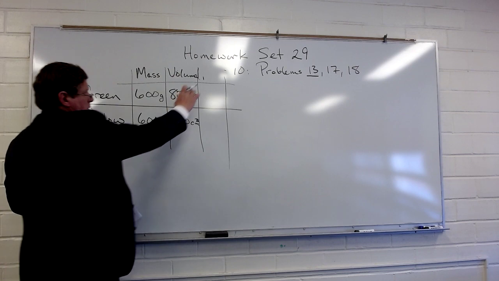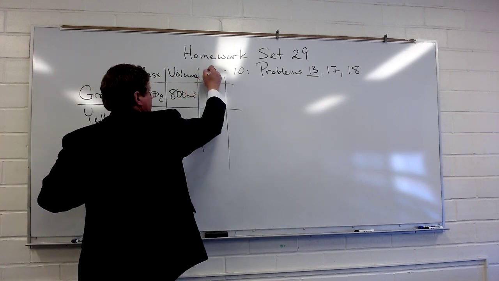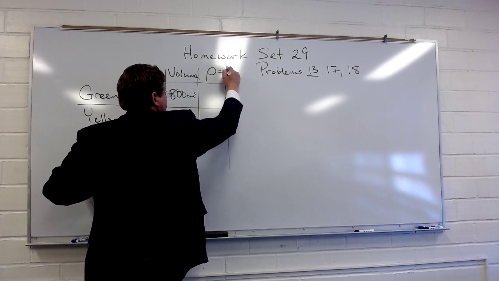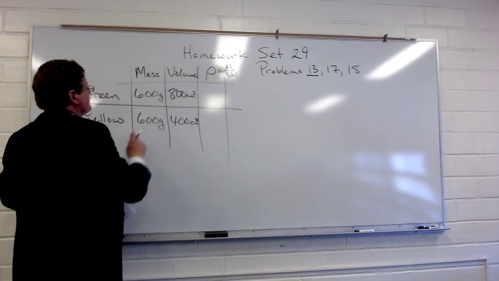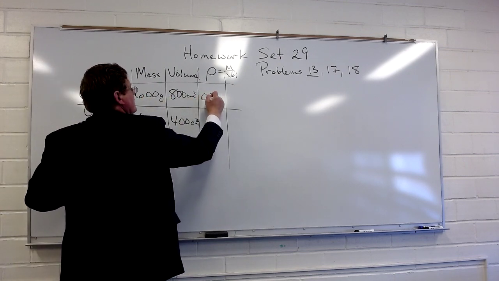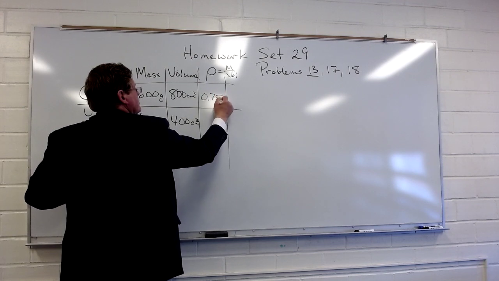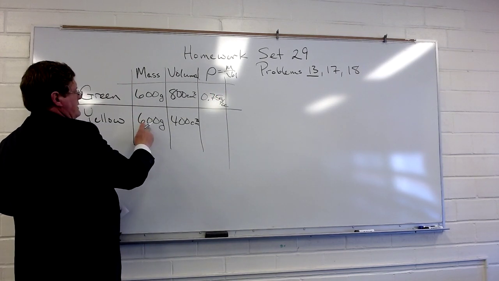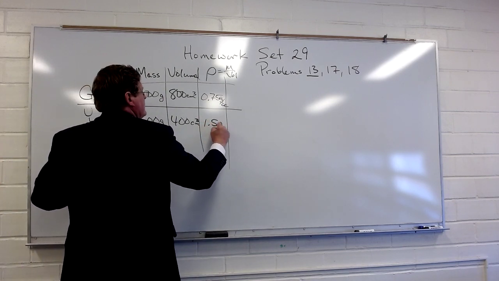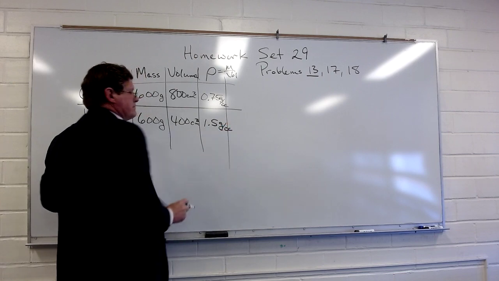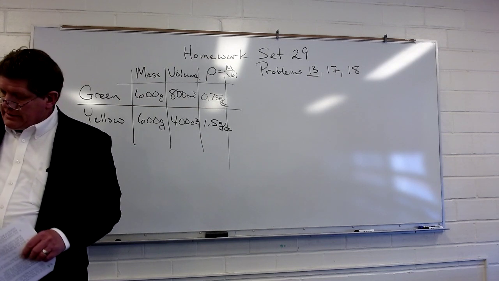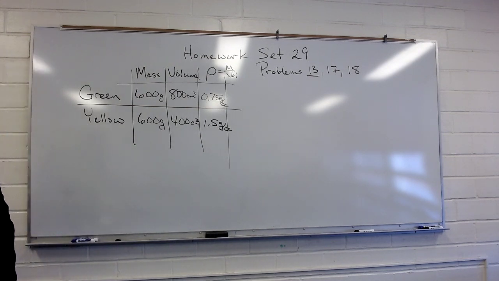Now we can also just really quickly calculate their density. Remember the density is just the mass divided by the volume. And so here, if I take 600 and divide by 800, I get a density of 0.75 grams per cc. And here, if I take 600 and divide by 400, I get a density of 1.5 grams per cc. So that's going to tell us something about what these two objects will do in water.